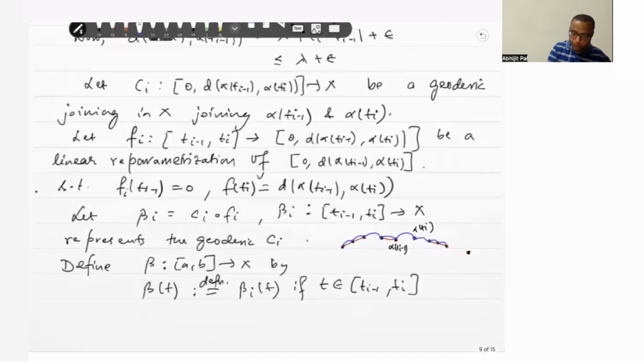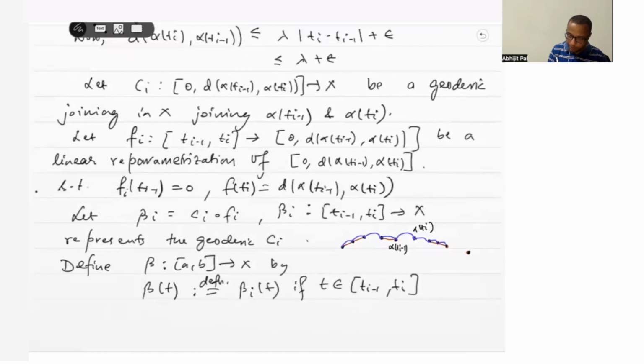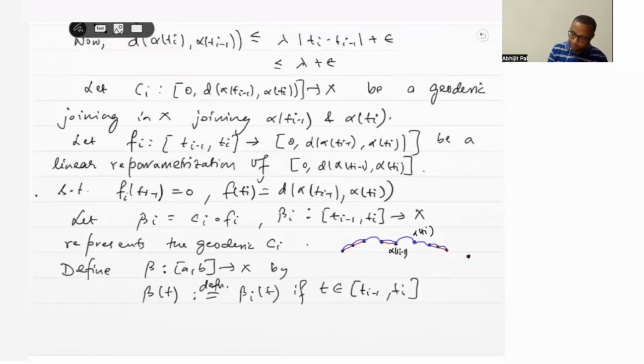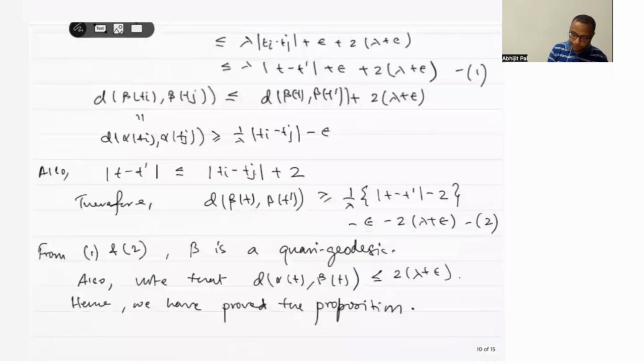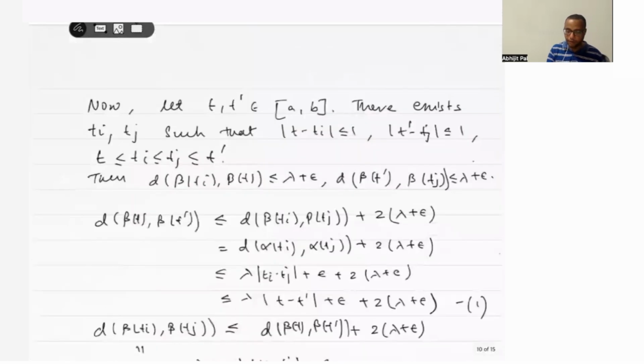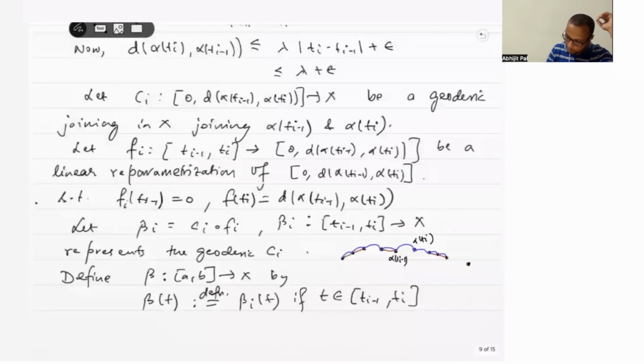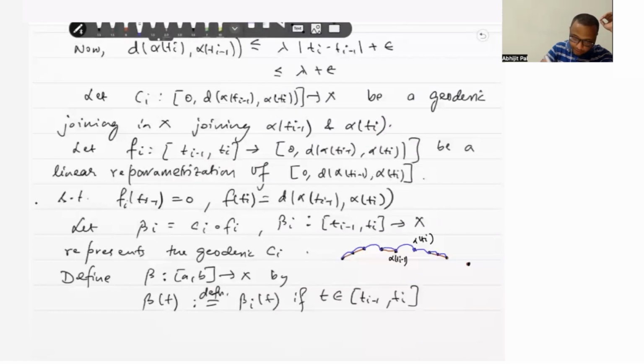Okay, so here we have defined this beta(t). So beta(t) is defined to be beta_i(t) if t belongs to the closed interval [t_{i-1}, t_i]. Therefore beta is the concatenation of these paths beta_i. Let me go back to this picture again. This path is beta_i, this one.